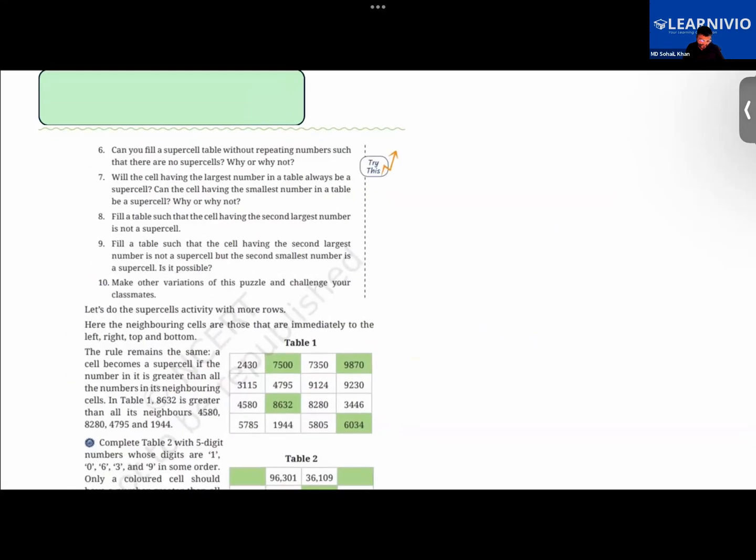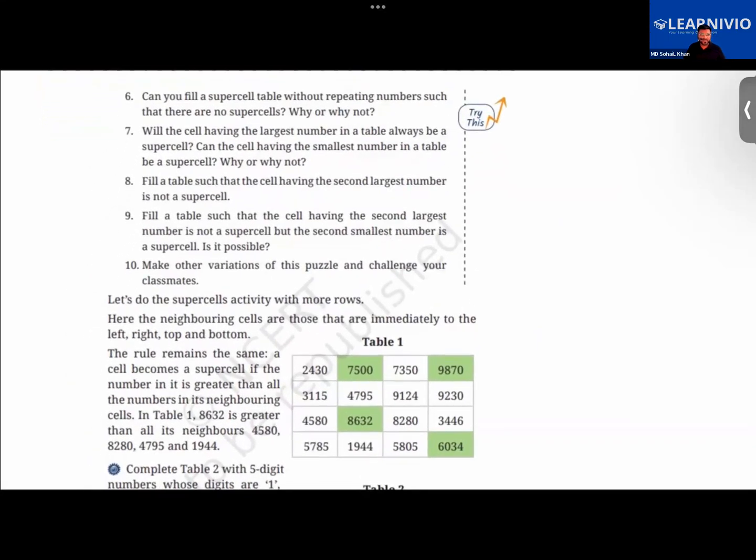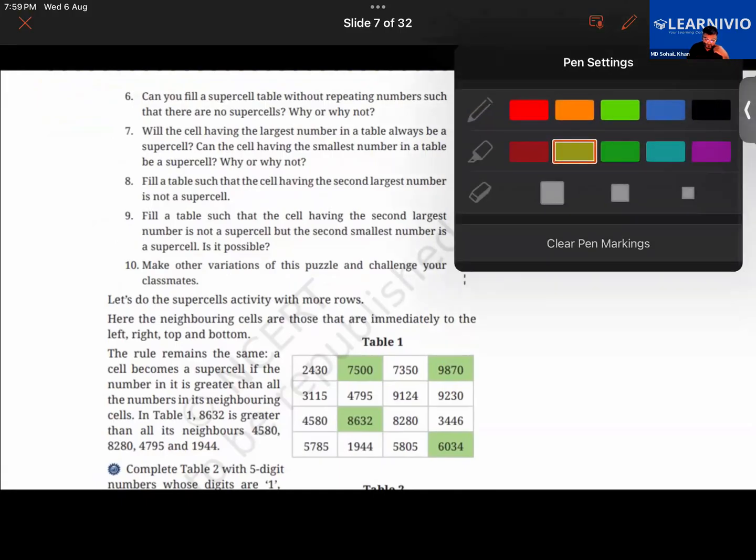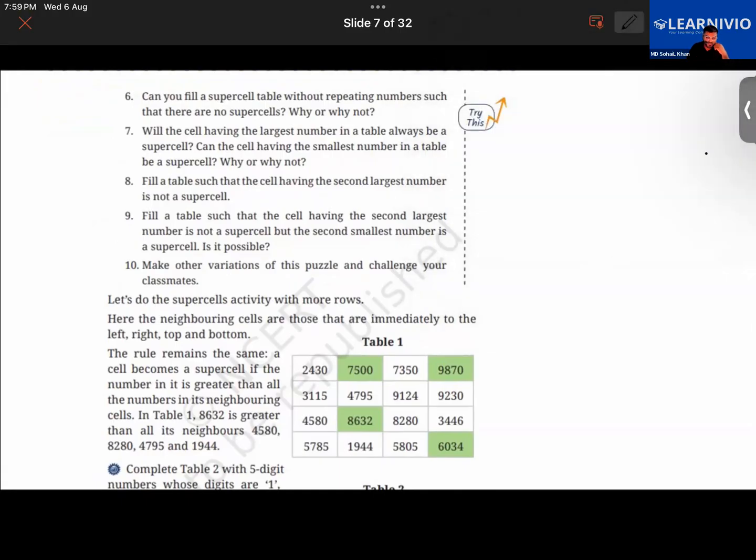Then there are a few more questions from the same concept. Question number 6 is: can you fill a supercell table without repeating numbers such that there are no supercells? Do you understand the question? No, because until question number 5 we have only written answers, and for 6 to 10 we haven't written anything. Our teacher did not tell us to do these. In that case we can skip it, but we should still understand what the question is saying.